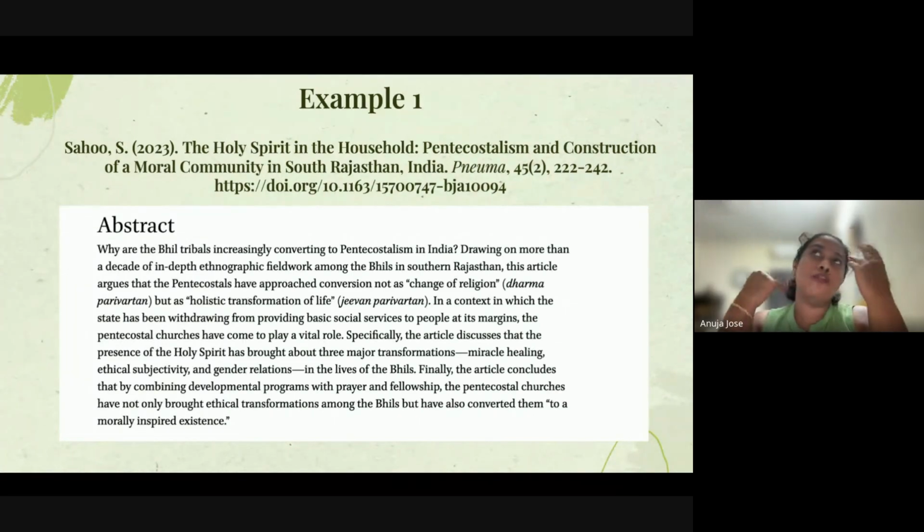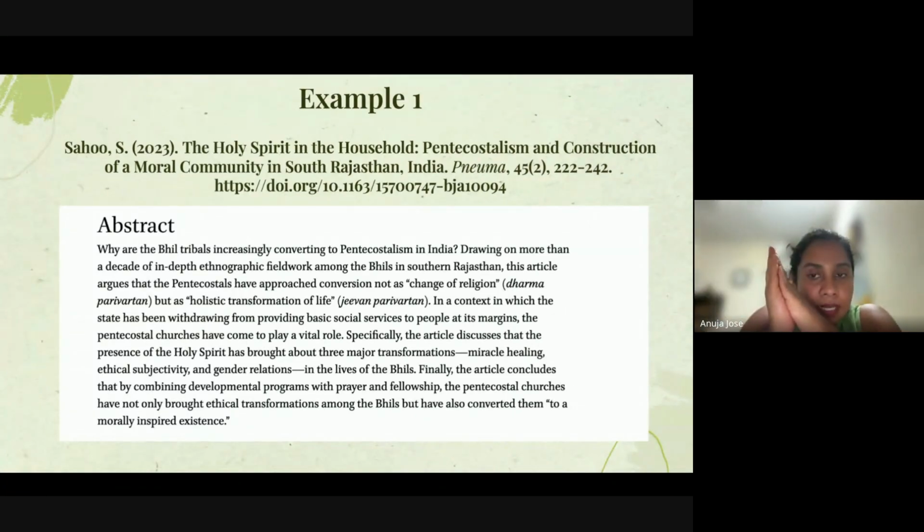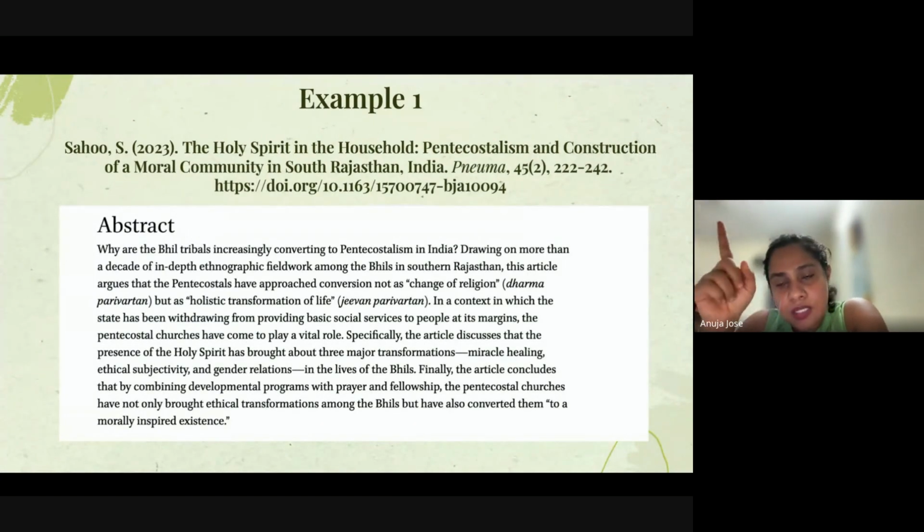This person did not go into the history of the Bills. He did not go into the history of Pentecostalism. He did not go into the abstract geographical details of southern Rajasthan and all of that. He didn't go into the extra background noise. He didn't bother about that. He had 3 major agendas in his mind. First was to communicate the research question. Second was to talk about the method that he used to probe the research question. The third was about the finding.